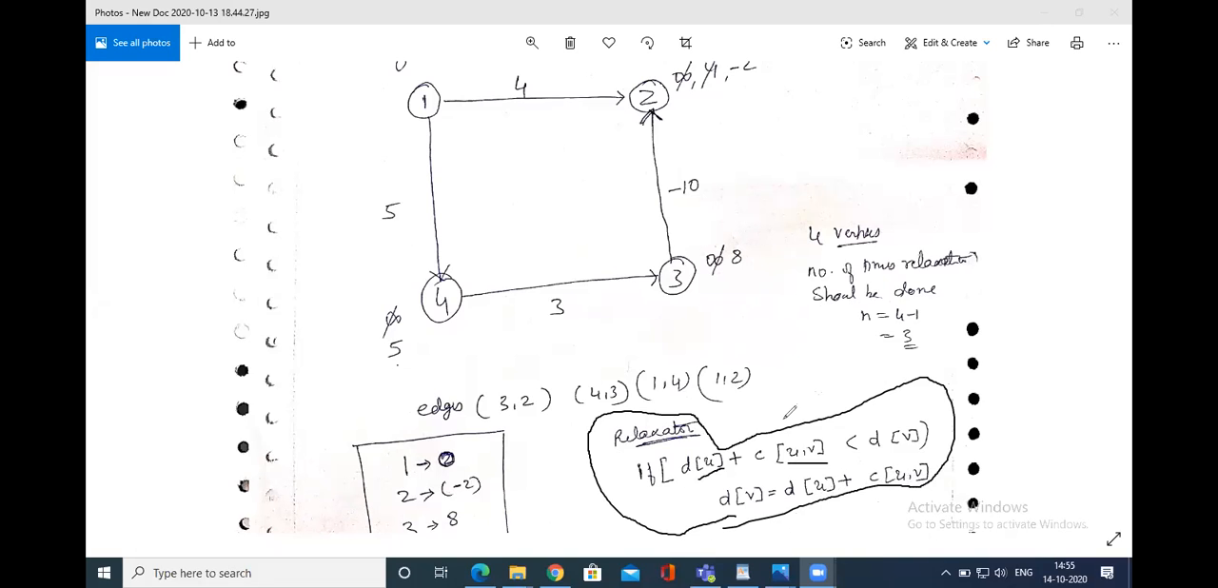That is clear. Now, how do we do the relaxation? We have a pair of vertices u and v. If there is an edge, check if the distance of u plus the cost of an edge uv is less than the distance of v, we simply replace the distance of v with the distance of u plus cost of uv. Simple example. Let me go with the example here.